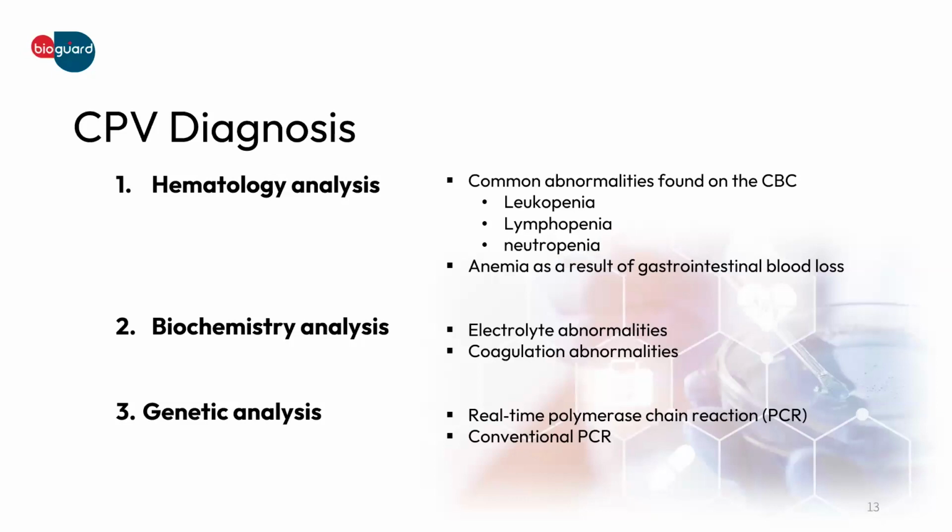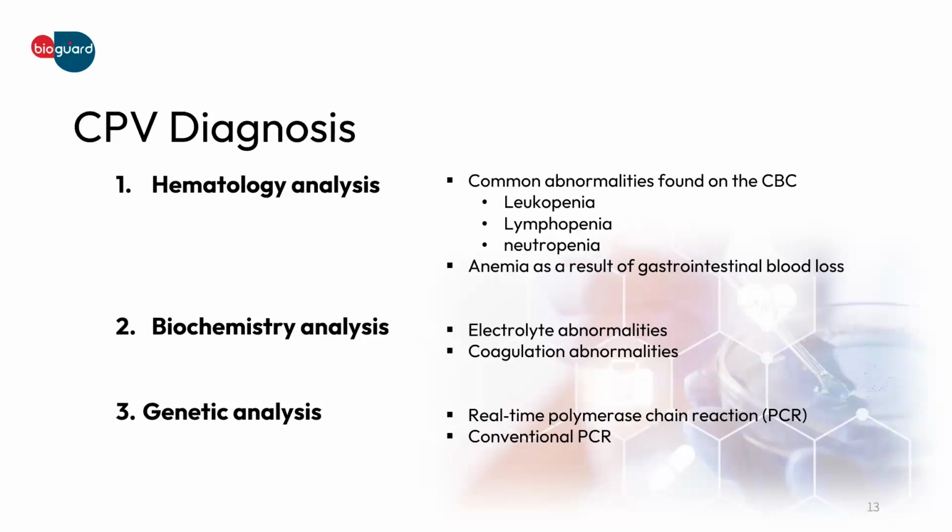Then it comes to the biochemistry analysis. As we saw, dehydration is one of the effects of parvovirus infection, so it is very obvious that there will be electrolyte abnormalities in the dog, and also coagulation abnormalities because of the blood loss. So biochemistry analysis also becomes very important when it comes to the diagnosis of CPV.